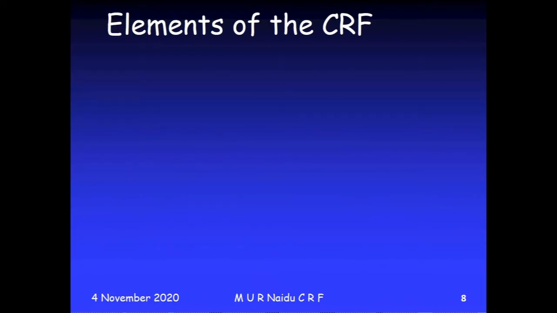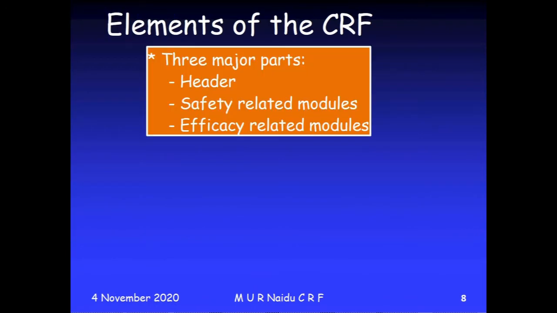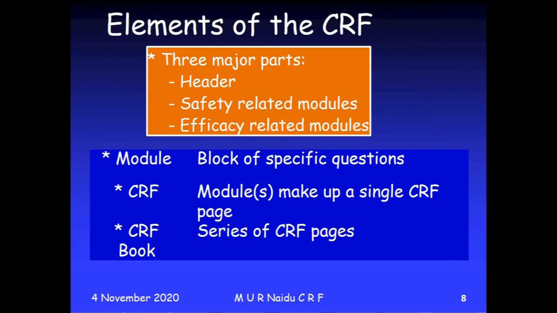Elements of a case record form. There are three major parts. One is the header, the second is the safety-related module, and the third is the efficacy-related module. The module is actually a block of specific questions. You have so many questions that you put into that, and it becomes one module.